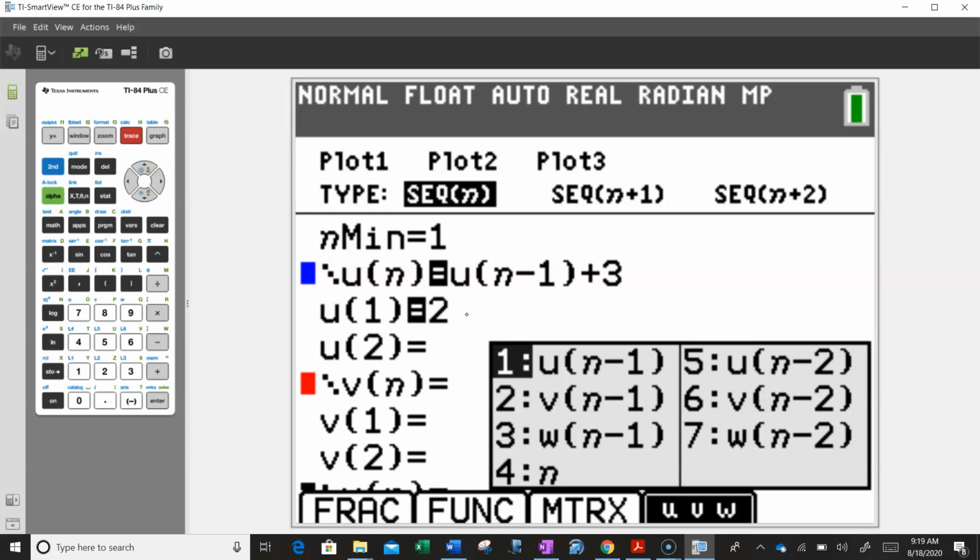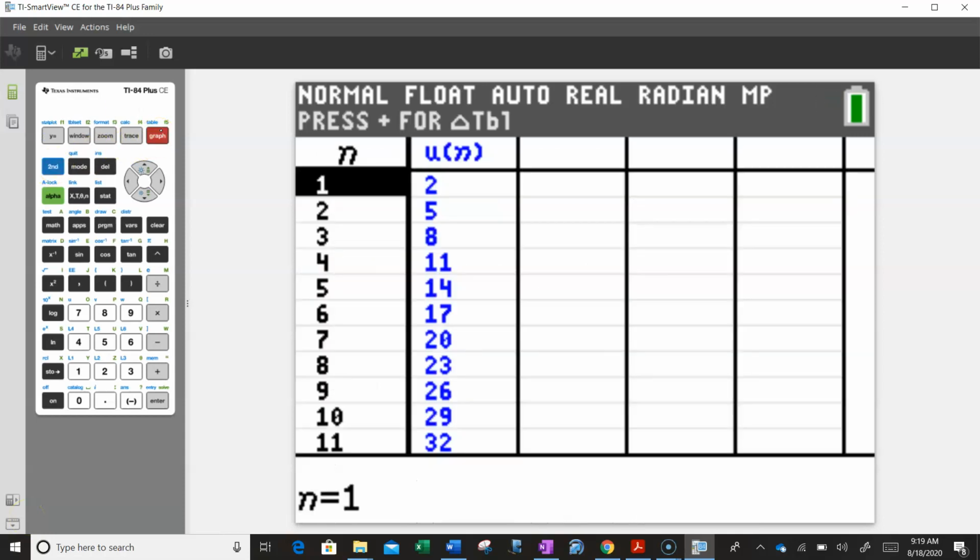All right, so just going back, now that we've got this typed in, we can now go to the table. So we're going to press second graph for our table, and instead of it saying x sub 1, y sub 1, it's now going to have n versus u of n, and it makes that sequence for you, which is really cool with a recursive formula. You can also graph these.